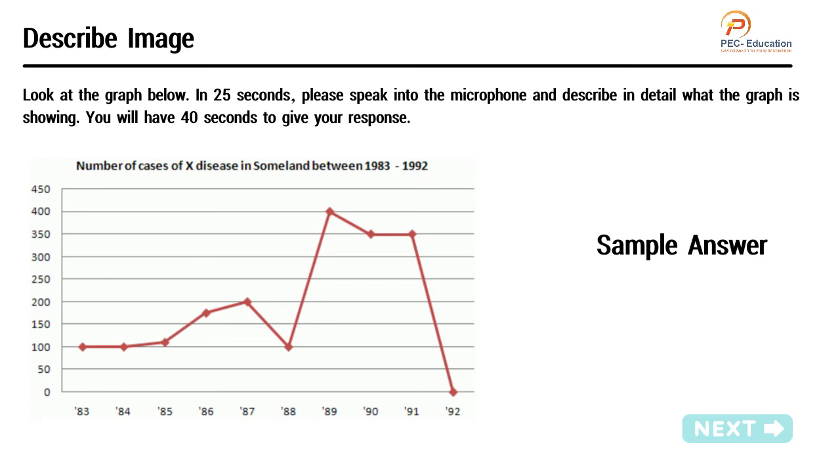From 1989 to 1991 the number of cases slightly decreased, but by the year 1992 the number of cases drastically dropped to 0. So, it can be said that within a decade the X disease disappeared completely or stopped affecting people.